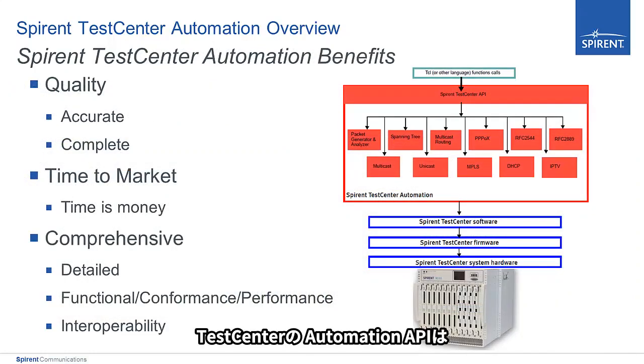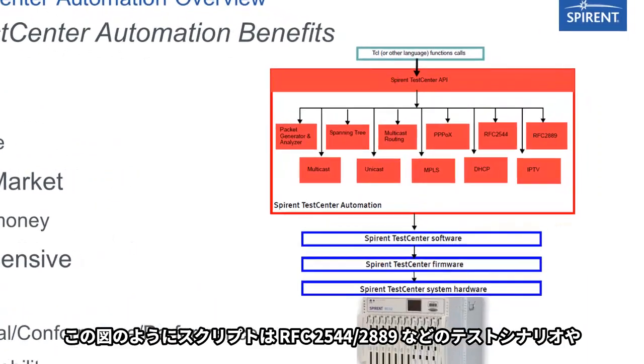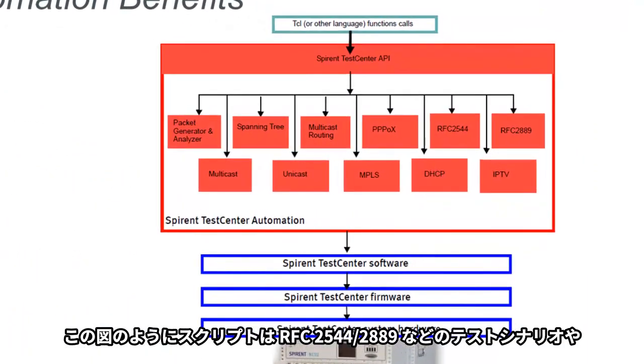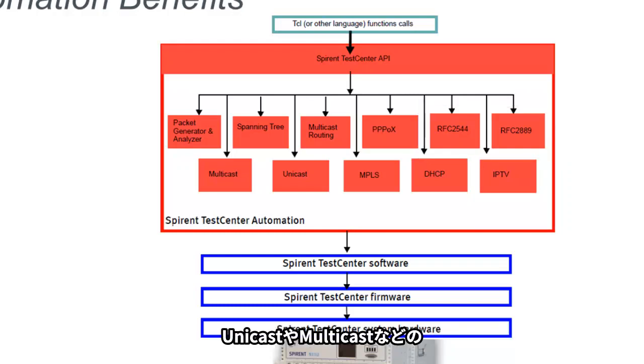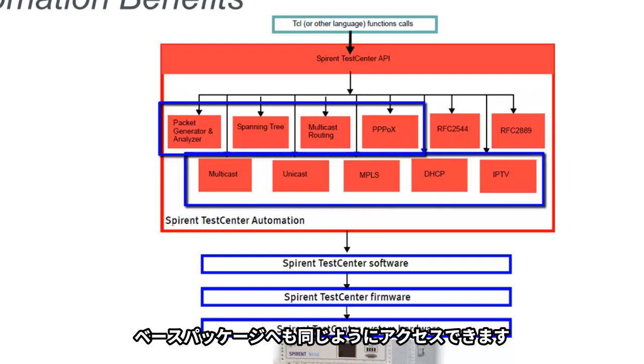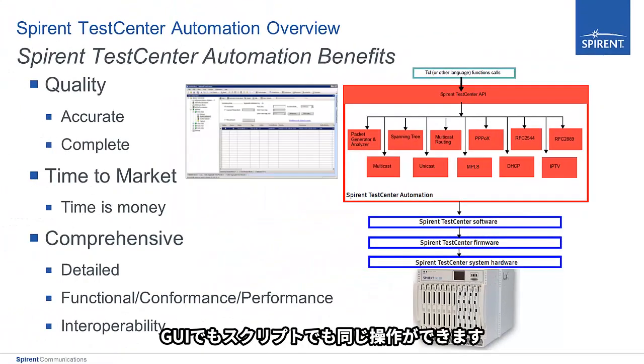Some of the Spirent TestCenter automation benefits include a common automation framework that covers all test and base packages. If you look at the right-hand side of the slide, you will see that the script has access to the test methodology packages, RFC 2544 and RFC 2889. It also has access to all of the base packages, L2, L3, PGAs, unicast routing, multicast, just to name a few. The GUI and the scripting interfaces were designed to be cohesive in nature.